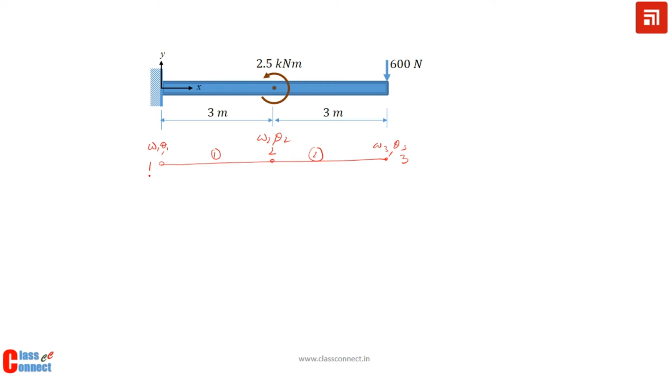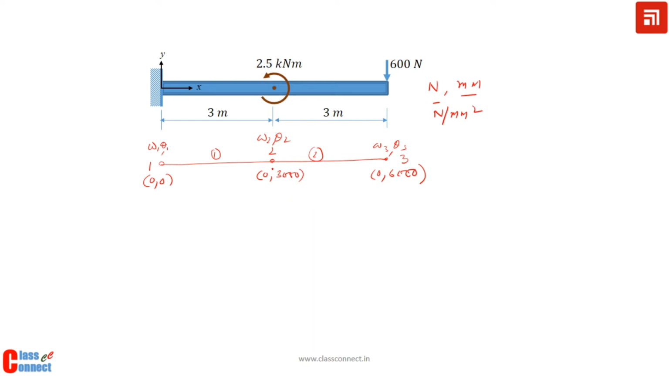The nodal coordinates: the coordinate of this point is 0, 0. The coordinate of this point is 0 comma 3000, because we will be following the units of Newton and mm so that we get stresses in Newton per mm square, and the coordinate of this point is 0, 6000.